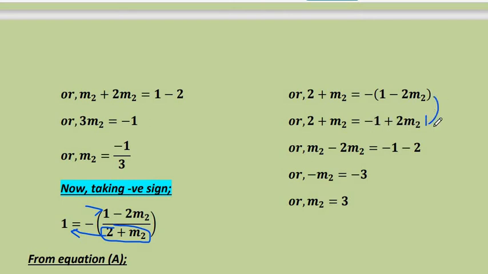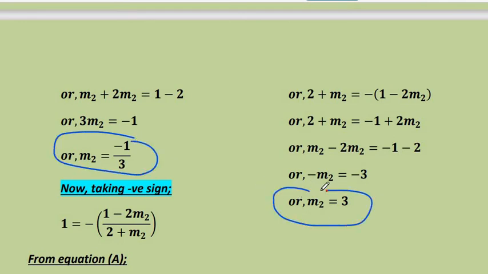It becomes minus 1 plus 2m2, and then I move the 2m2 to the left hand side and the 2 to the right hand side, and it becomes m2 minus 2m2 equals minus 1 minus 2. So finally minus m2 equals minus 3, and then m2 equals 3. So dear students, we got two values of m2. One is minus 1 upon 3, and the other one is m2 equals 3.